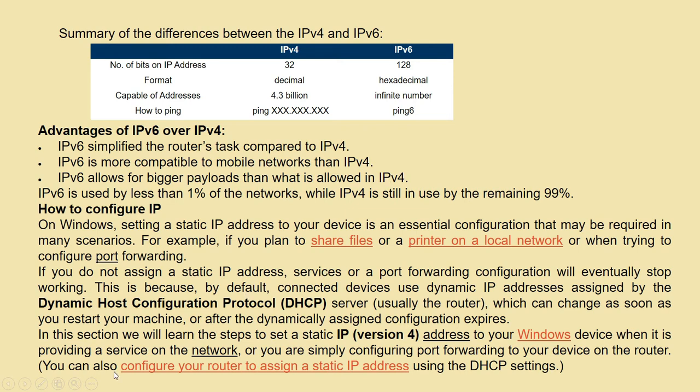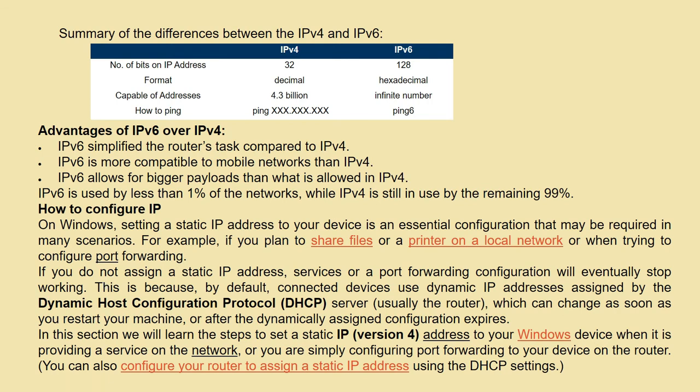Now, how to configure that IP? On Windows, setting a static IP address on your device is an essential configuration that may be required in many scenarios. For example, when you plan to share files or a printer on a local network, or when trying to configure port forwarding. In the previous topic I already discussed the port forwarding concept. If you do not assign a static IP address, the service or port forwarding configuration will eventually stop working.